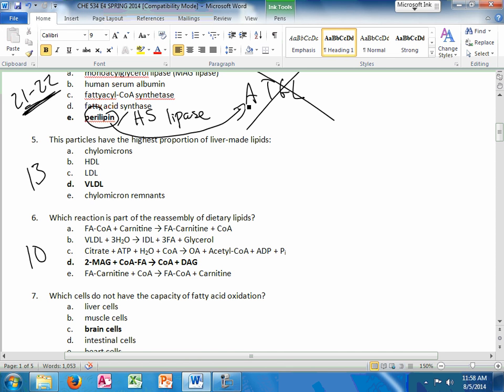This particle had the highest proportion of liver-made lipids. This question comes up a lot, that liver-made lipids part, because chylomicrons are dietary lipids, not made from the liver, so that's not the answer. VLDLs is the answer. LDL is highest proportion cholesterol, HDL, highest proportion of protein. This is just to confuse you.